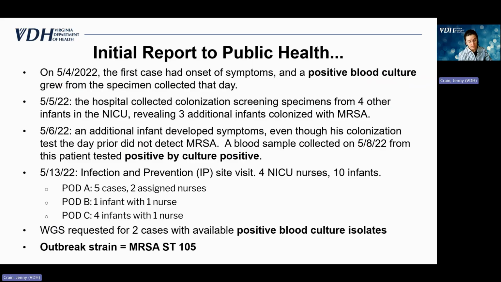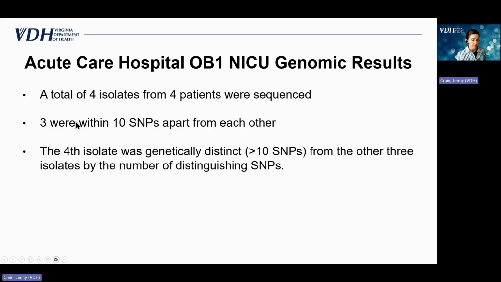State laboratory was also contacted to request whole genome sequencing for 2 culture positive patients' isolates, and Hospital A was advised to forward the other patient swabs for confirmatory testing as well. WGS characterized the outbreak strain as MRSA sequence type 105. All right, so this just runs through the specific genomic results from that outbreak 1 at Hospital A. And as I said, there were 4 isolates from 4 patients that were sequenced. 3 were within 10 SNPs apart from each other. The 4th isolate was genetically distinct, or greater than 10 SNPs, from the other 3.